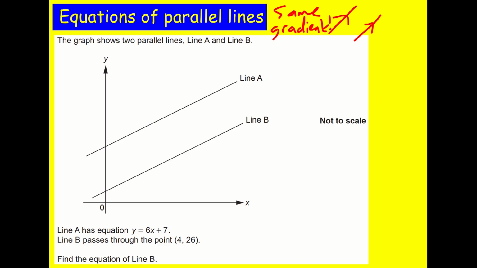You can see that, because they never meet, they must go along and up the same amount for every little bit. If that goes along there and up there, it's got to be the same. Same gradient, same m.